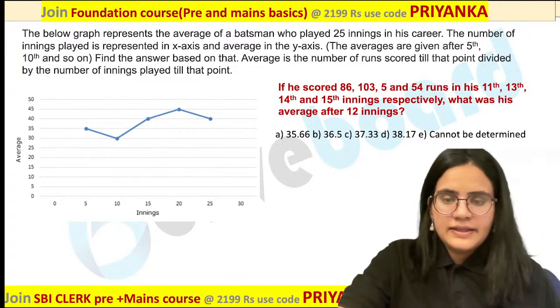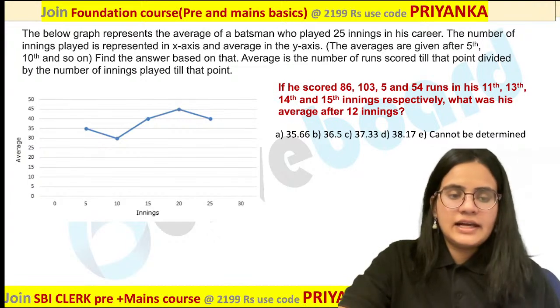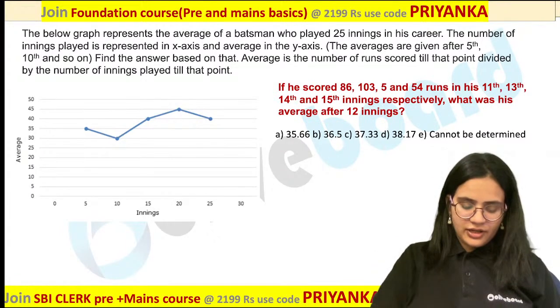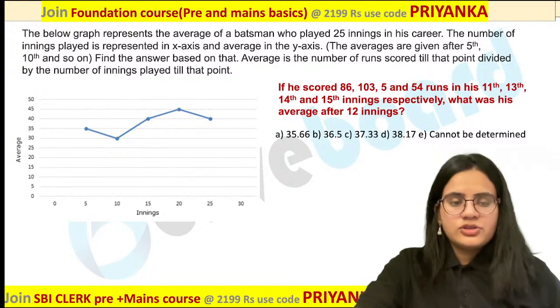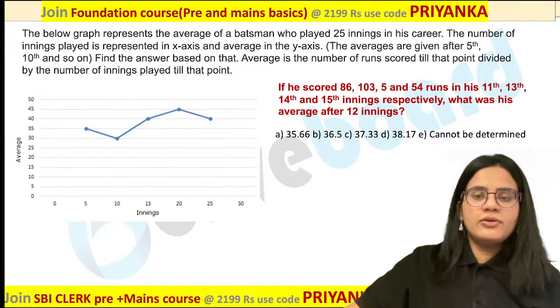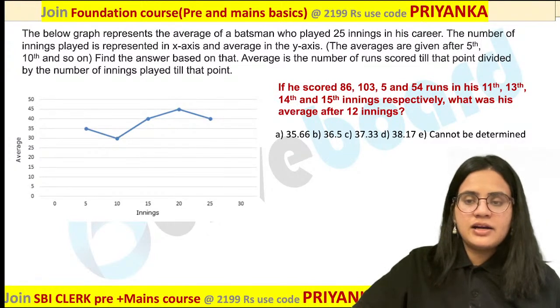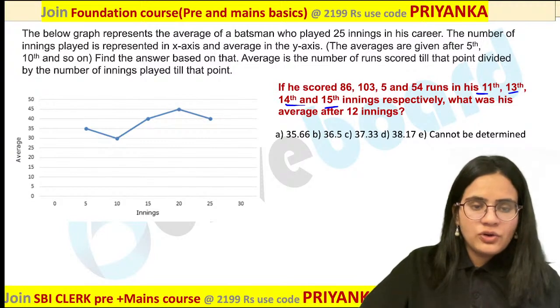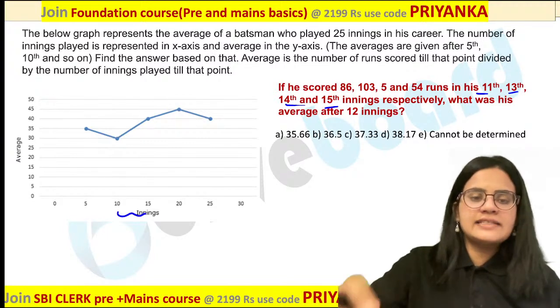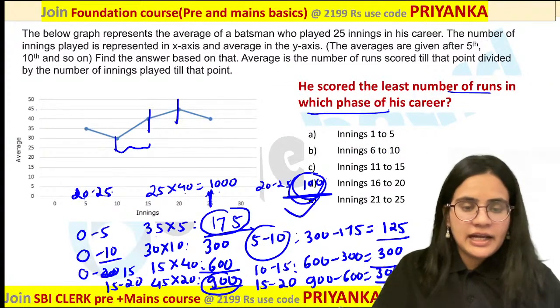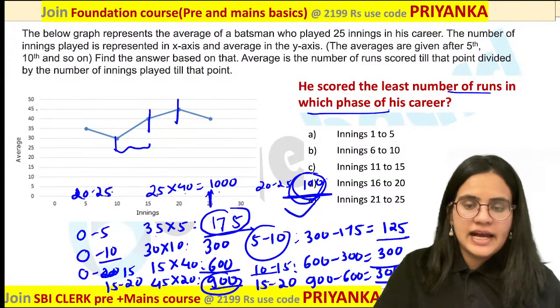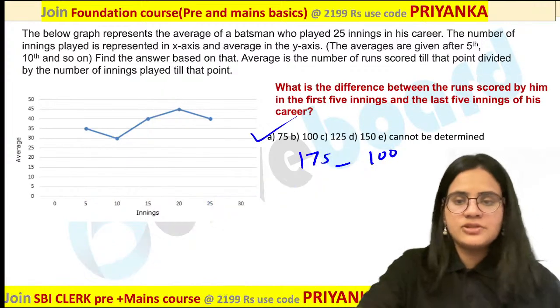$75. Yes, 75 was the correct answer for the previous question over here. You are right. So in this question, how you have to go about this is, they have given you the data corresponding to 11th, 13th, 14th and 15th over here. So we know the value of score which he has calculated between 10 to 15. Do you remember that? Between 10 to 15 we have calculated he has scored total 300 runs over here.